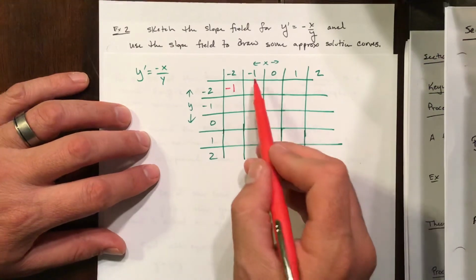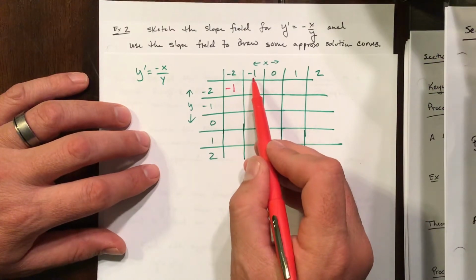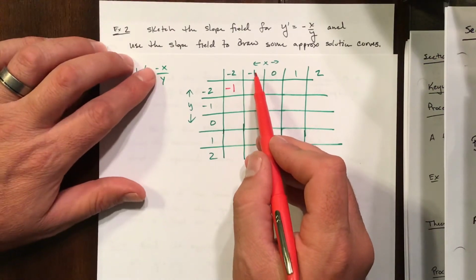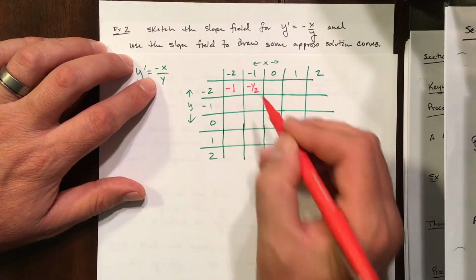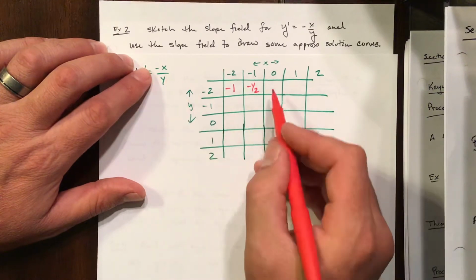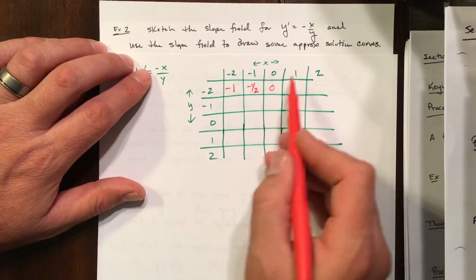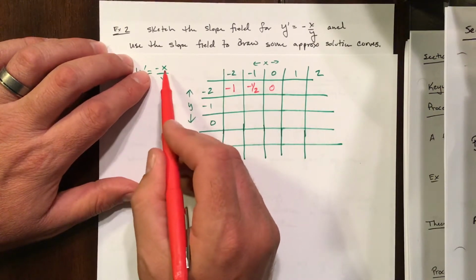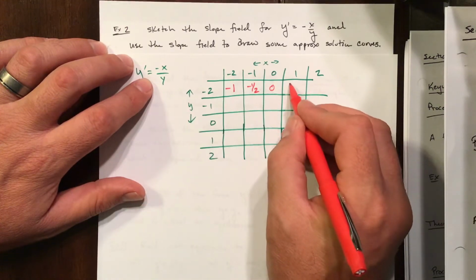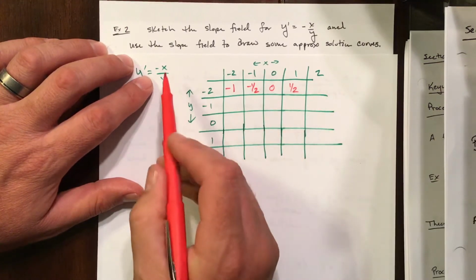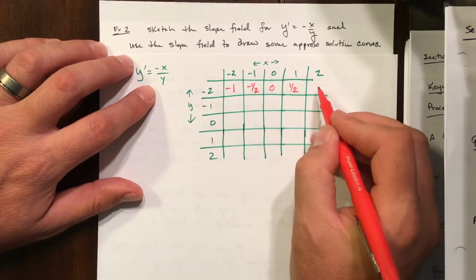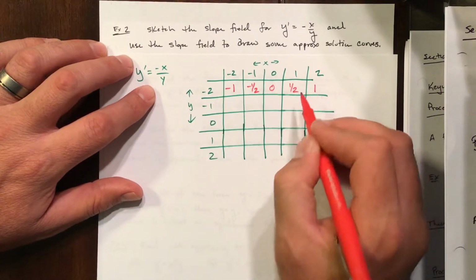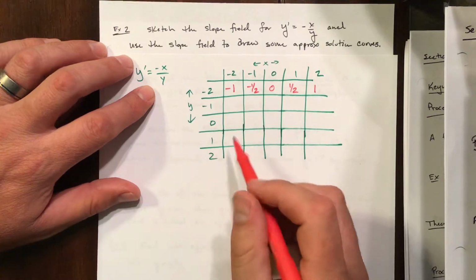Okay, what happens if x is -1? That's 1 over -2, so that's -1/2. If x is 0, that's 0. If x is 1, I get -1 over -2, that's +1/2. And if x is 2, I get -2 over -2, that's going to be what? 1. Okay, and then we go to the next line down.